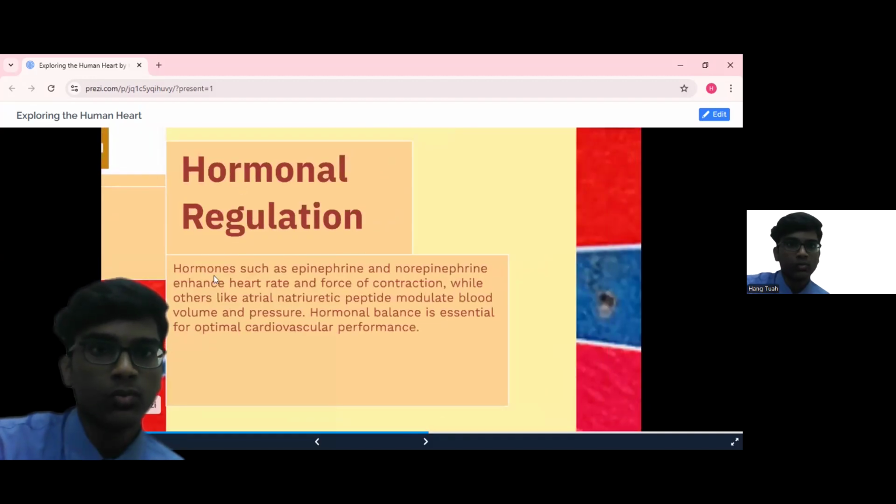Hormonal regulation. Hormones such as epinephrine and norepinephrine enhance the heart rate and force of contraction, while others like atrial natriuretic peptide modulate blood volume and pressure. Hormonal balance is essential for optimal cardiovascular performance.